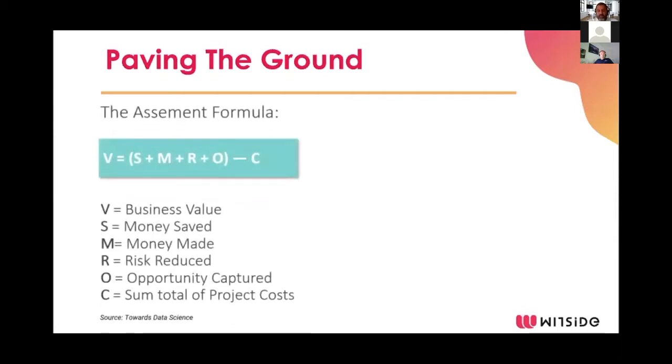By translating this need into tangible value. A very useful way to do this would be to use this assessment formula as shown in the slide. According to this formula, the value of an investment is the sum of money saved, money made, risk reduced, and opportunities captured, minus the total sum of the investment. Quantifying the expected value and comparing it with the current state looks like an effective way to communicate with the C-level and get to a yes for any investment.